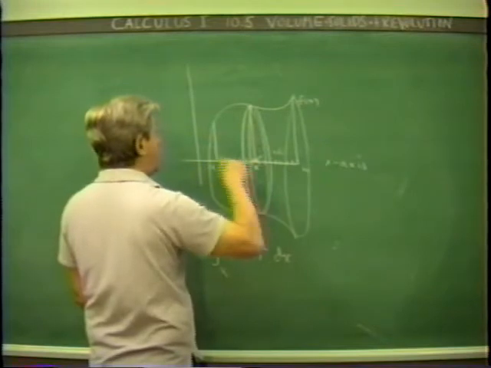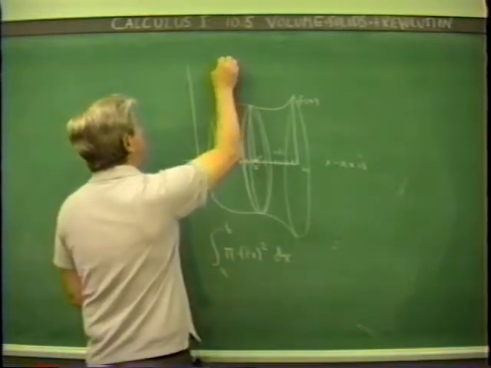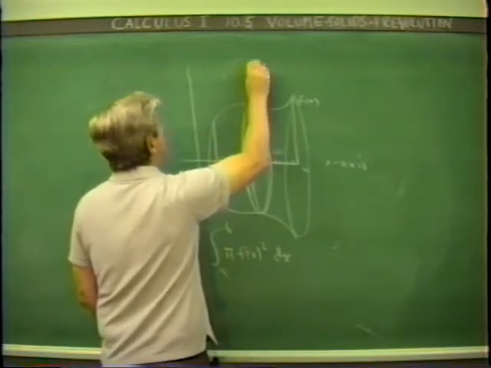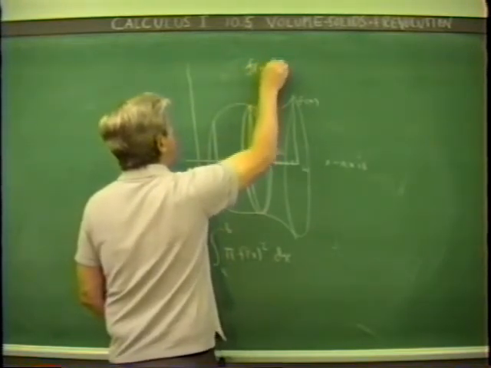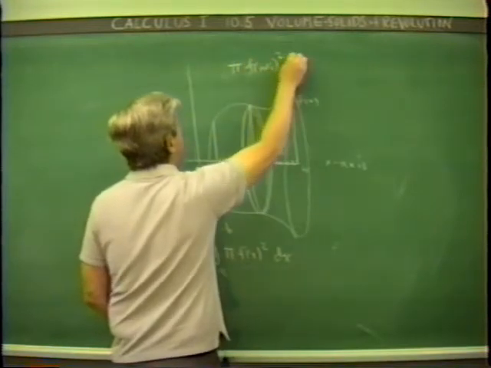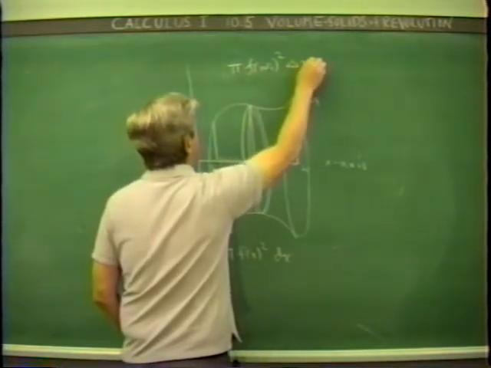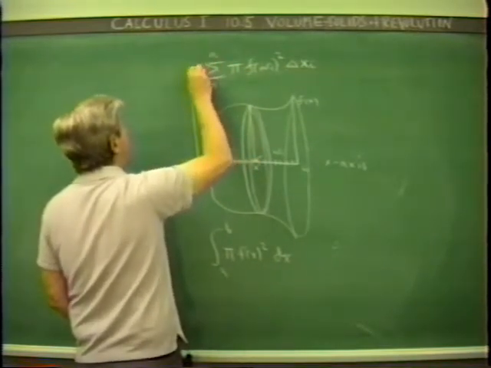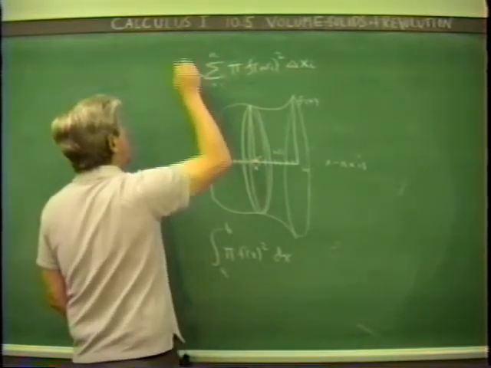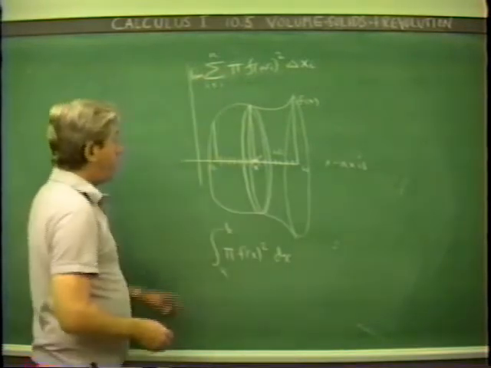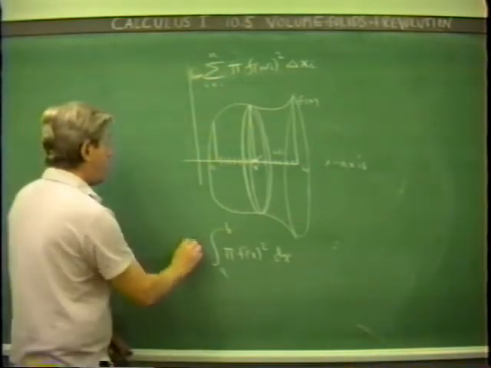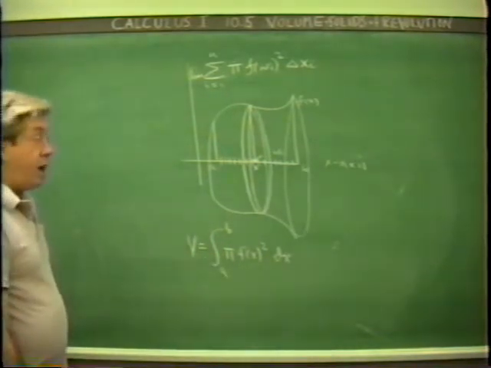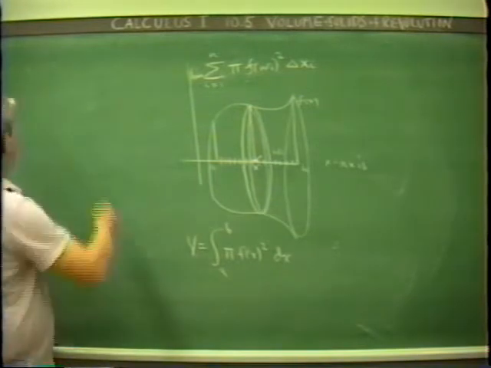If we chose a point wi in xi minus 1 to xi, the volume of the small disk would be f of wi squared times pi times the thickness, delta xi. We would want to sum that up, i equals 1 through n, and take the limit as the norm of the partition goes to 0, and that's going to correspond to this integral, so that the volume is equal to the integral from a to b of pi f of x squared dx.